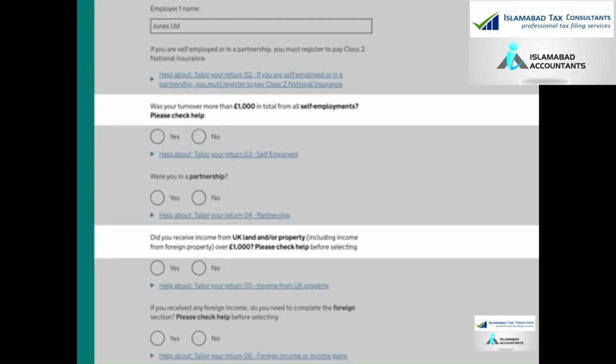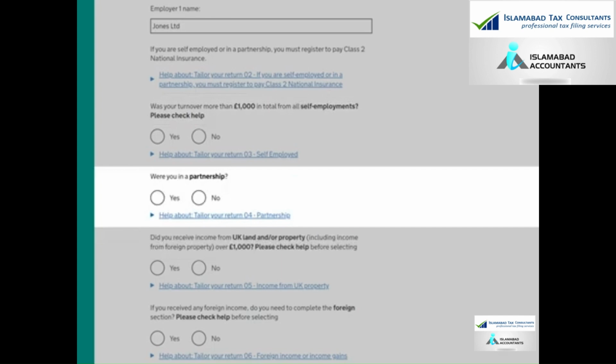These two questions ask if your turnover or income from self-employment or UK property was above £1,000. There are times when you may need to answer yes, even when your turnover or income is £1,000 or below. For example, if you're self-employed and you want to pay voluntary Class 2 national insurance contributions, there's more guidance in the Help About links.